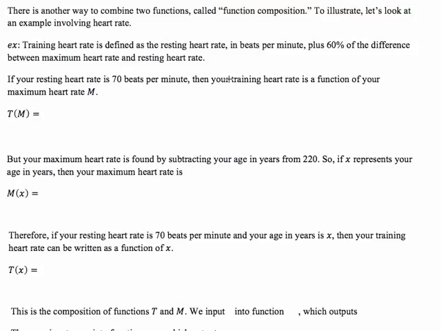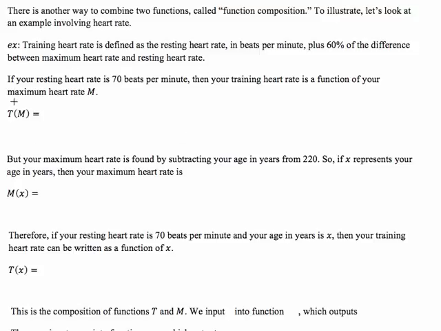In this example, we're going to look at heart rate. Your training heart rate, if you're in training for something, is defined as your resting heart rate in beats per minute plus 60% of the difference between the maximum heart rate and the resting heart rate. It sounds complicated, but we'll break it down. So for example, if your resting heart rate is 70 beats per minute, then your training heart rate is a function of your maximum heart rate, right? It depends on your maximum heart rate, M.